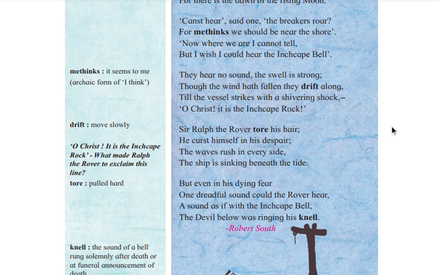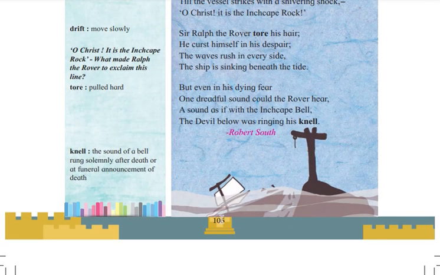But even in his dying fear, one dreadful sound could he hear. Only the pirate who had cut the Inchcape bell is able to listen to one sound, a sound as if with the Inchcape bell the devil below was ringing the knell. The devil was ringing what you had planned for someone, and you are the one. You are under the sea now. Okay, this is over. You can see how the boat was.